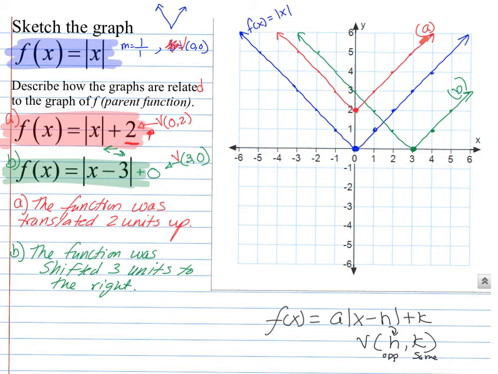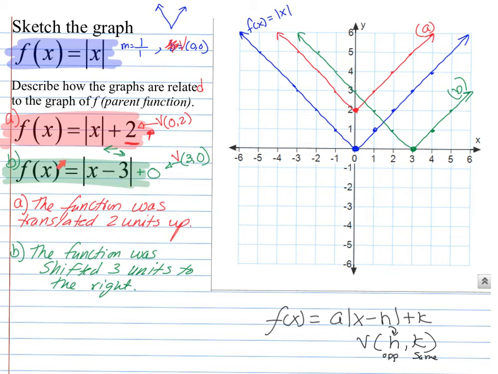And if you compare the red function to the blue function, you notice that the difference is that it was translated 2 units up, or shifted, whatever you want to use. So that's why we wrote that the function was translated 2 units up.